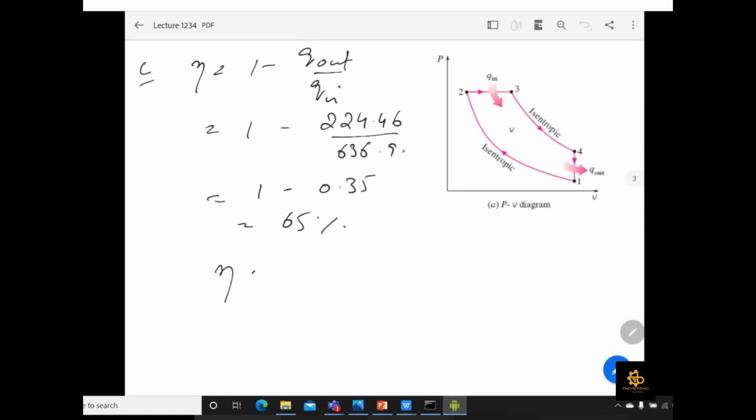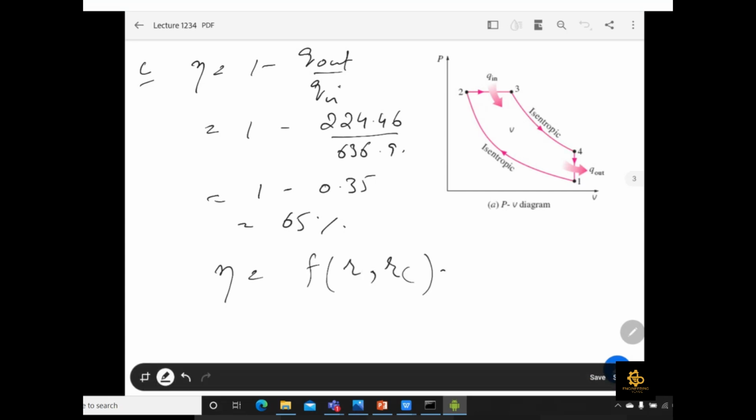Also you can use the relation which we already developed in terms of R and RC, in the previous lecture, because it is a constant specific heat ratio problem. This relation is valid for that sort of problem as well.